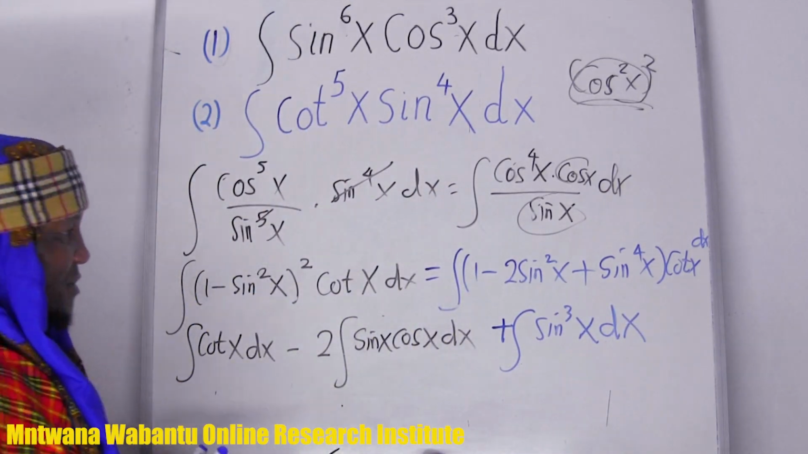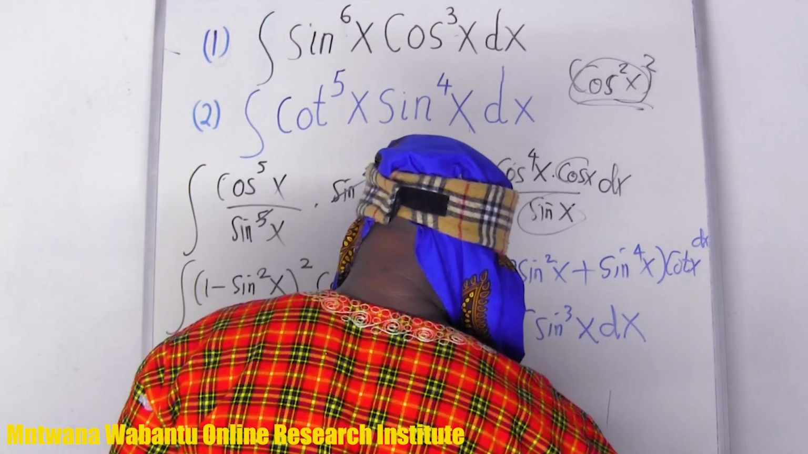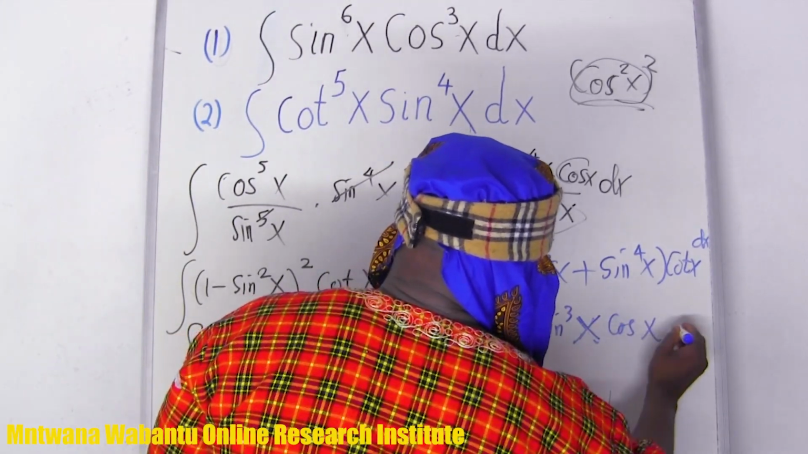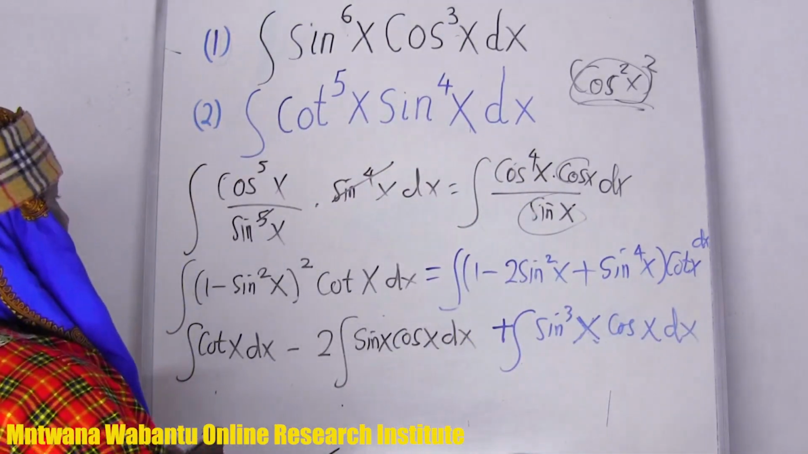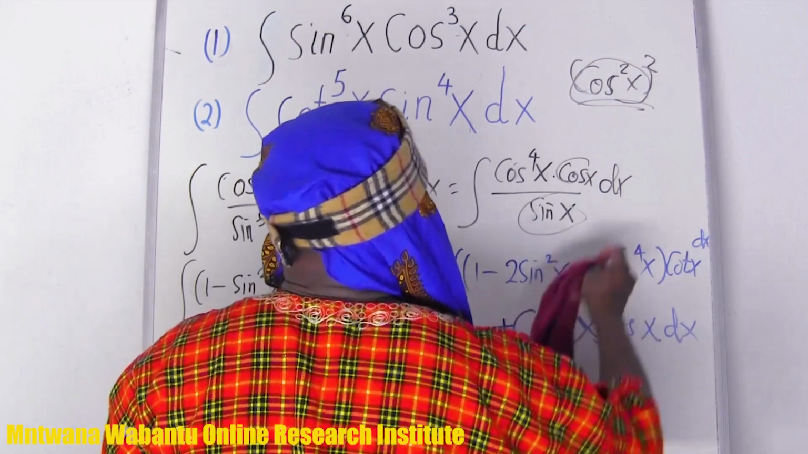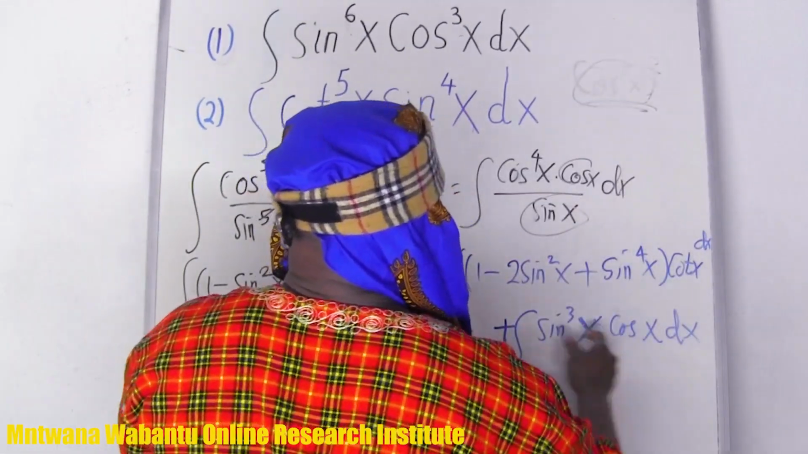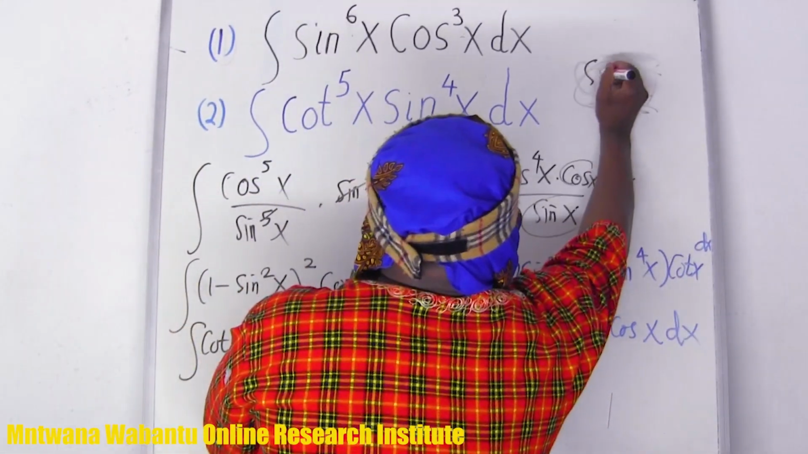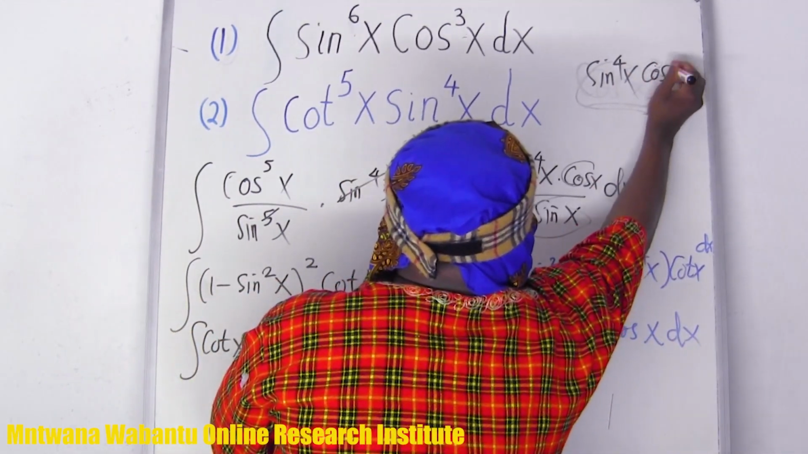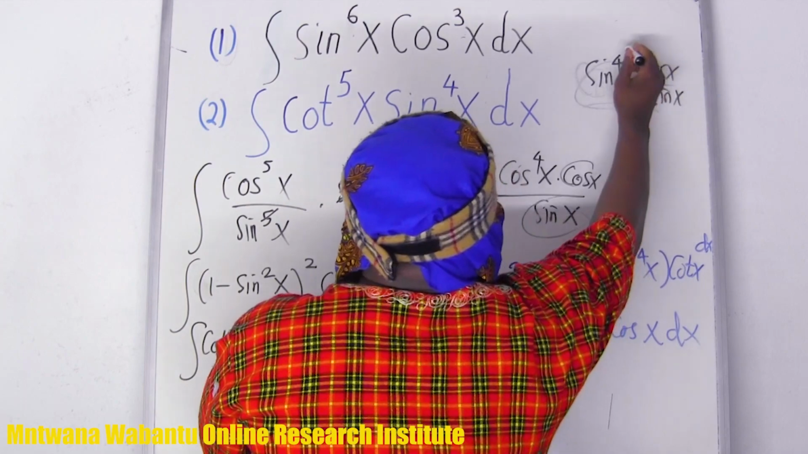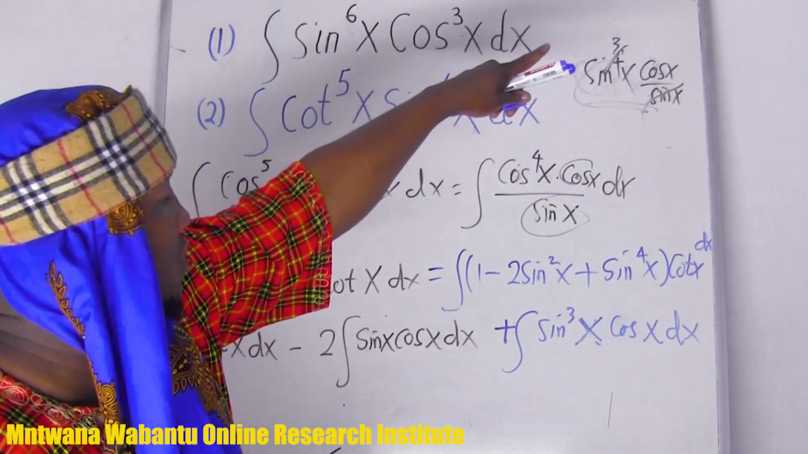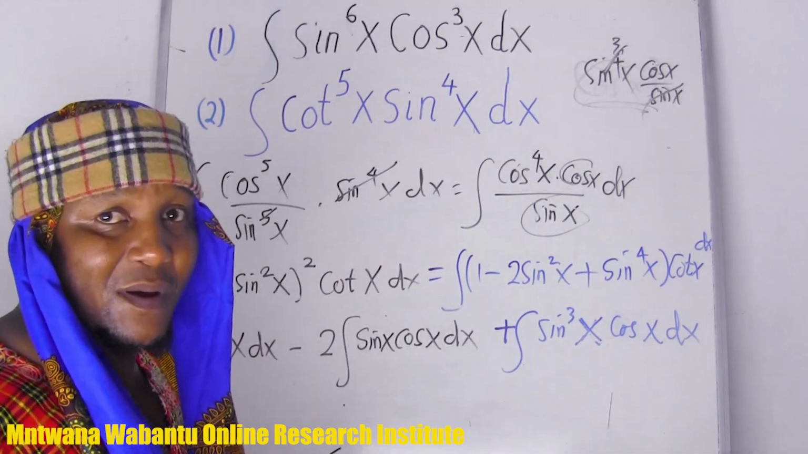Times cos x dx. For people who want to know how that comes about, look. Sine x power 4 times cot. What is cot? Cos over sine x. One cancels, so we're left with sine 3 cos x, sine 3 cos x. That's how it came about.